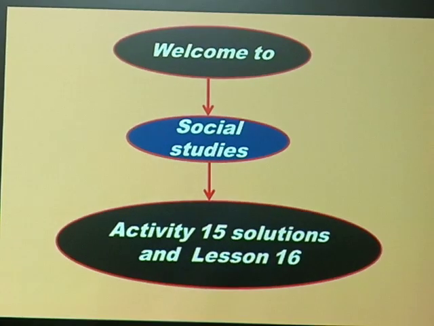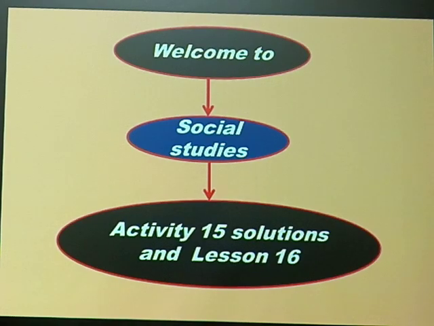We shall be conducting session 16 and going through activities for lesson 15. Let's start on the game. Like we said, we are going to go through activity 15, getting the solutions, then we get to lesson 16. So let's start on the activity 15 solutions.